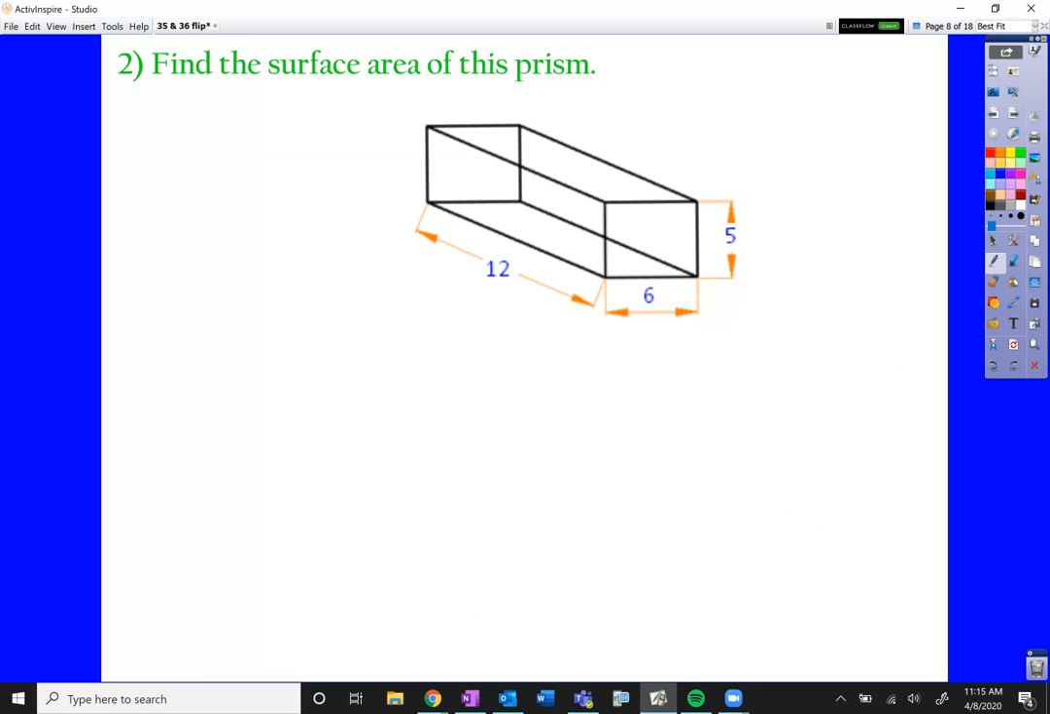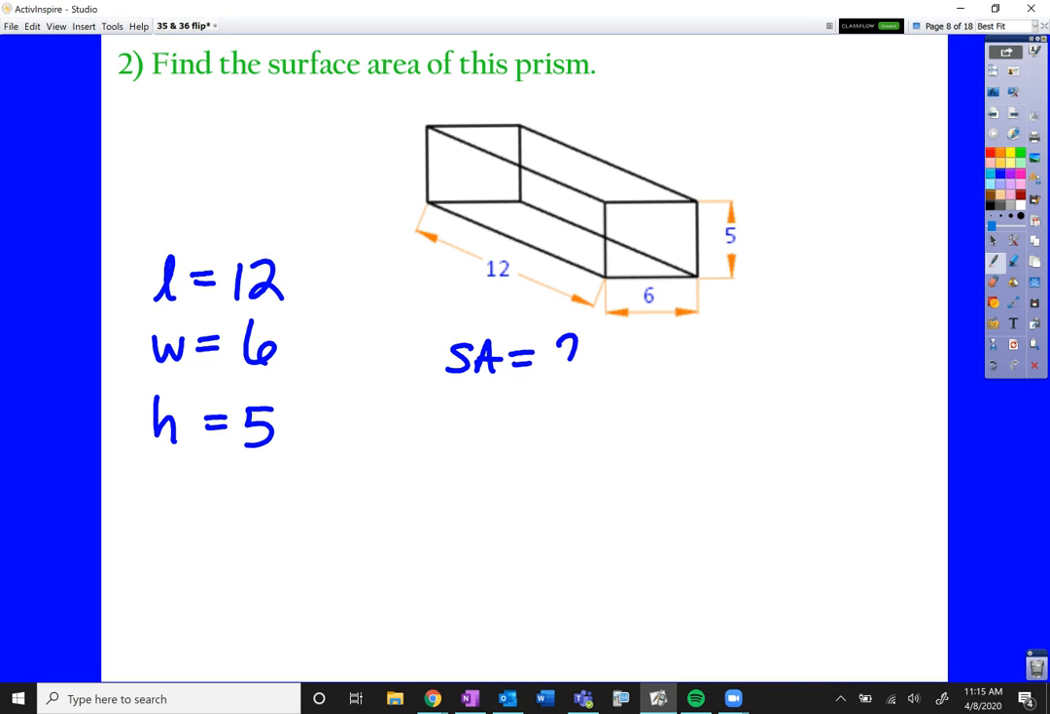Okay, find the surface area. Like I said, guys, here we go. Length, let's make the length 12. Let's make the width 6. Let's make the height 5. Go to the formula and rock it out. 2 times length times width plus 2 times length times height plus 2 times width times height. Perfect. Let's plug in what we know.